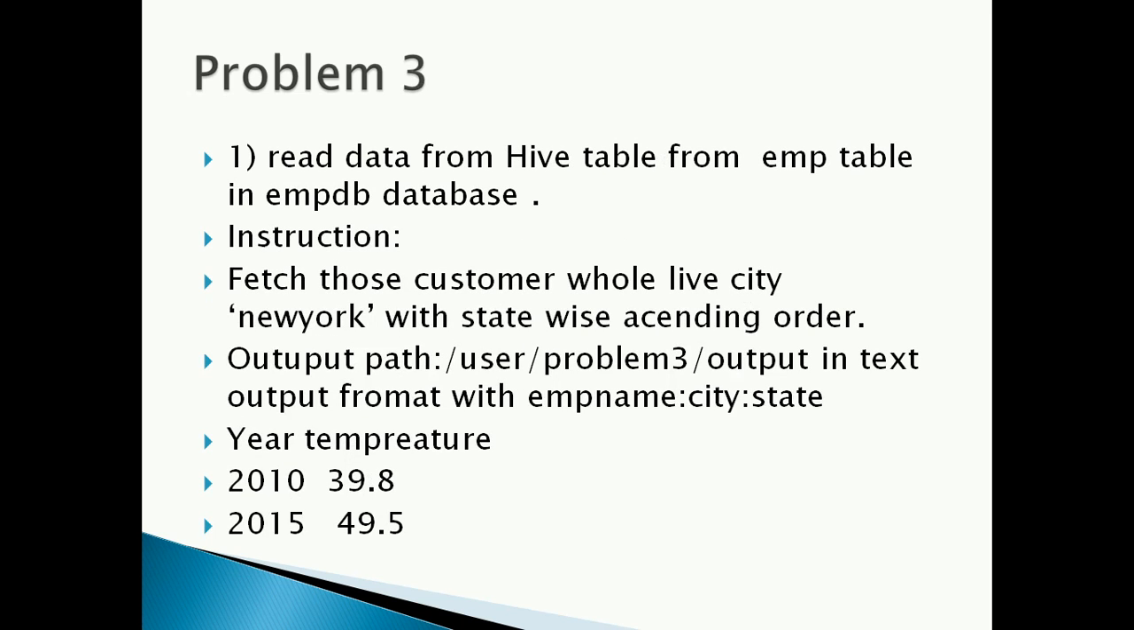Now the third question: read data from a Hive table. It means you have to read data from the employee table in employeedb. The data is in the employee table, but the database is employeedb. And fetch those customers who live in the city New York with state-wise ascending order. Yeah, that question also comes. It means you have to read the Hive table, and then those customers who belong to New York, and state-wise you have to fetch in ascending order.